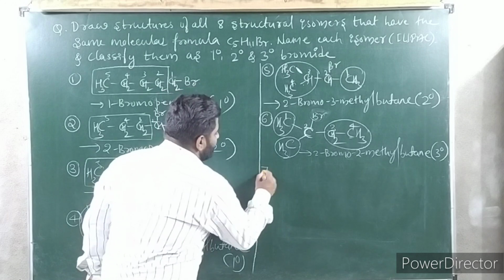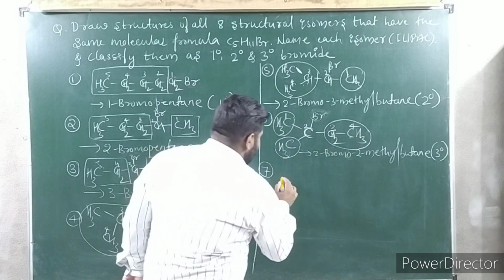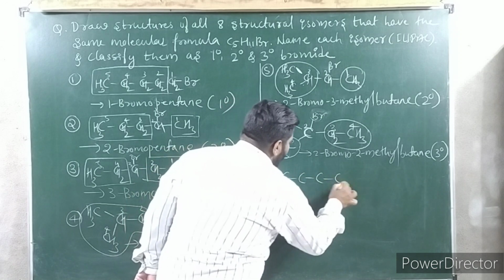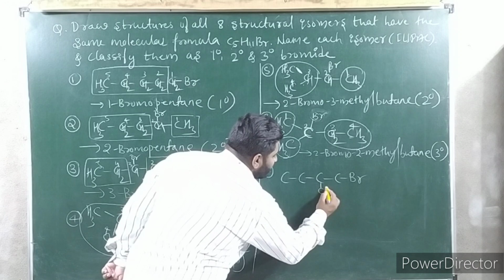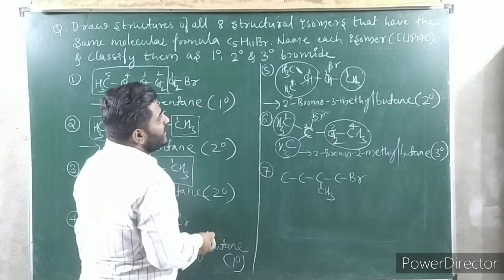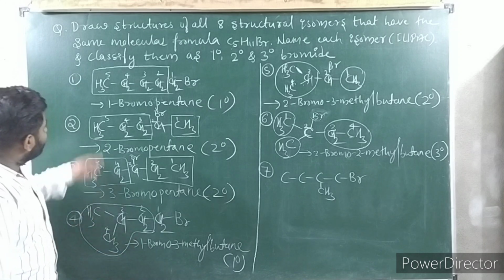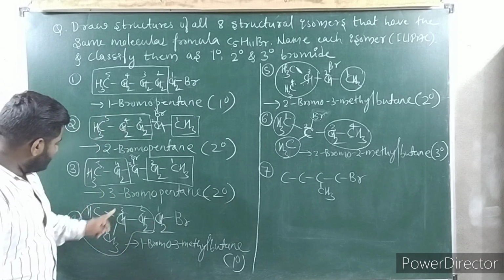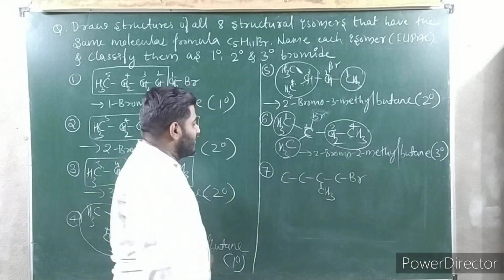Now for the remaining 2, you just write the branching here only. Meaning, see, 1, 2, 3, 4, right? Here you write bromine and you write the branching here. Now see, is it already over? 1 bromo, 2 methyl. Is it over? No, 1 bromo, 2 methyl is not over. So this is one more case.